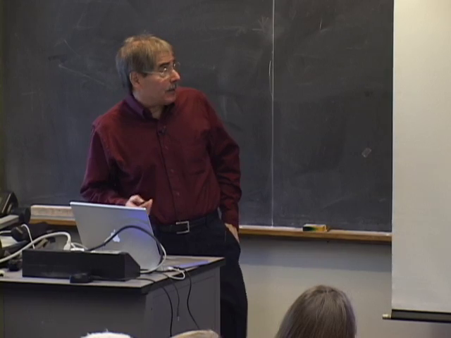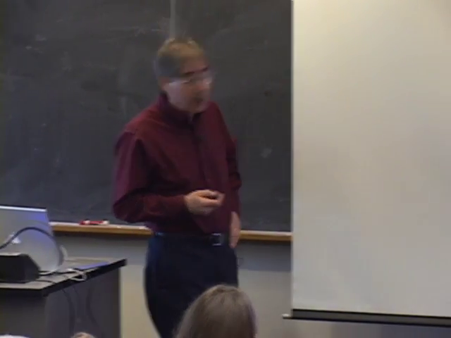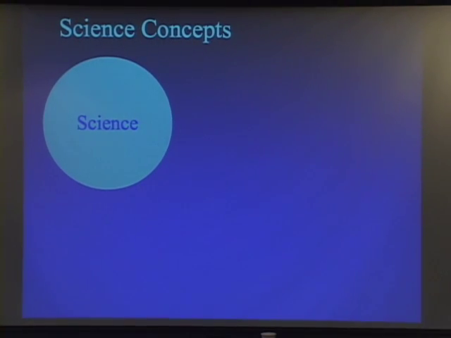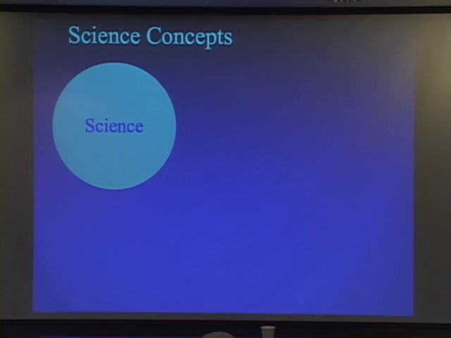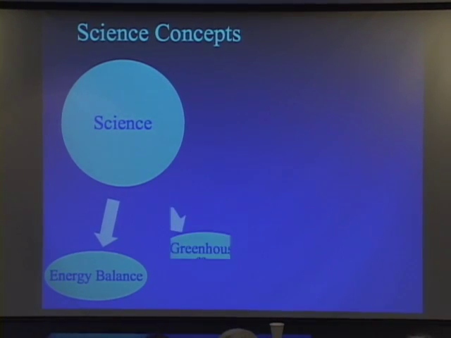So that's where we're aiming. And we're going to turn that somehow into 350. That's the purpose of this paper. So we're going to start with science here. And I want to talk about half a dozen science concepts that you need to understand in order to read and understand Hansen's paper. First concept is energy balance. Second is the greenhouse effect. You've all heard of the greenhouse effect.